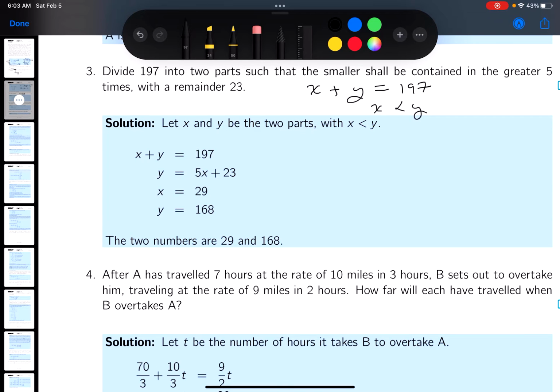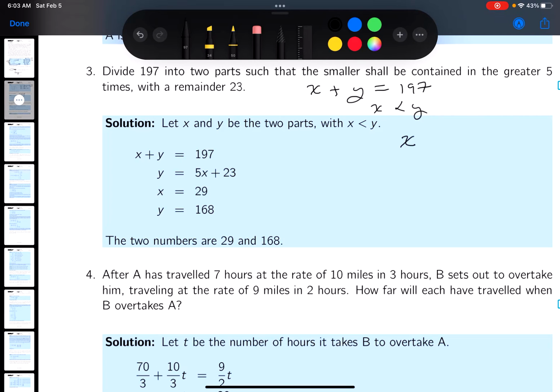Of course, as I read this, I want to make sure I understand what I've read. Again, the number's been divided into two parts. There's a smaller part and a greater part. What did they say? The smaller, which is x, shall be contained in the greater 5 times with the remainder of 23. Wow, so that's a really tough one, right?